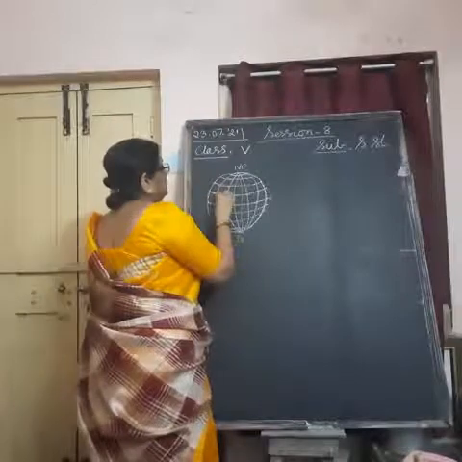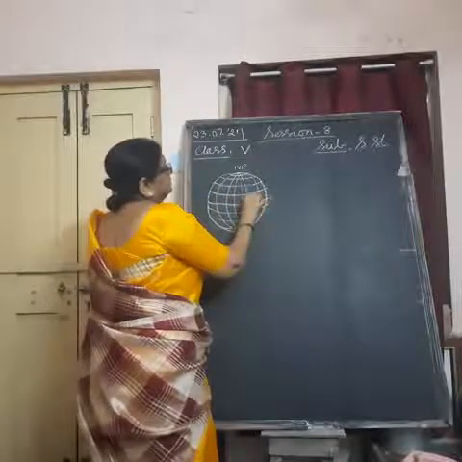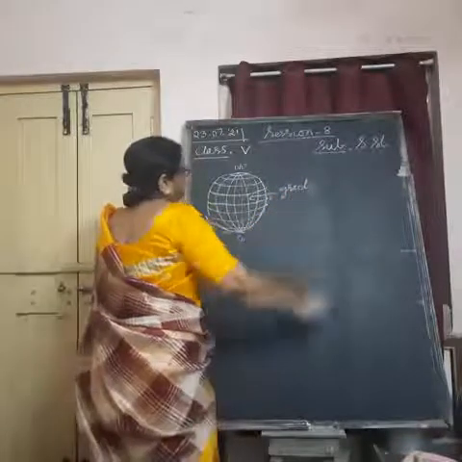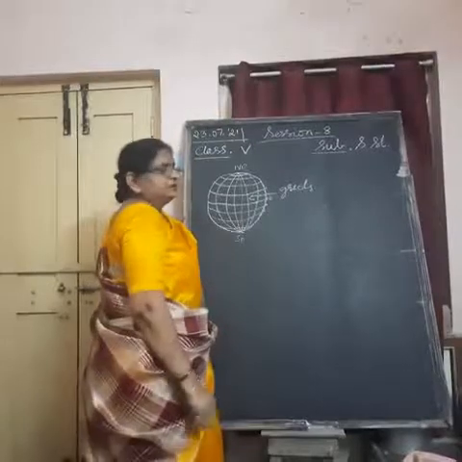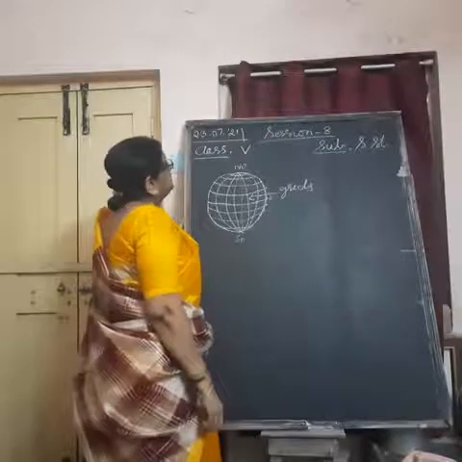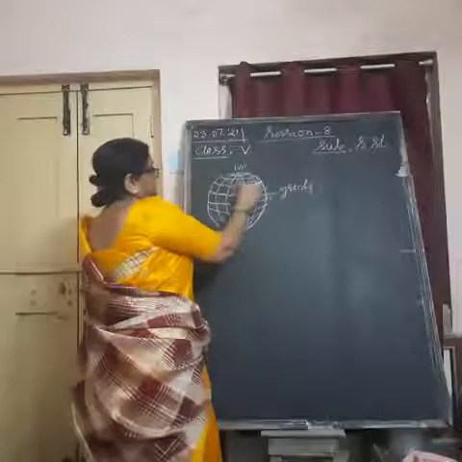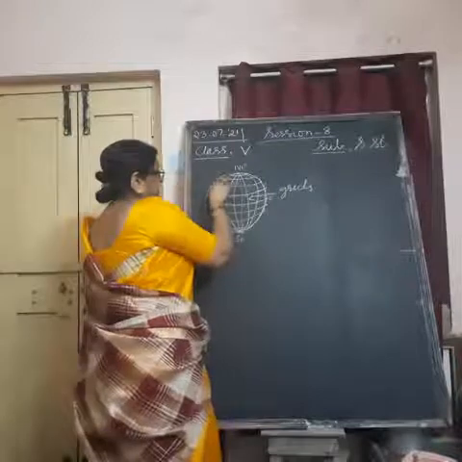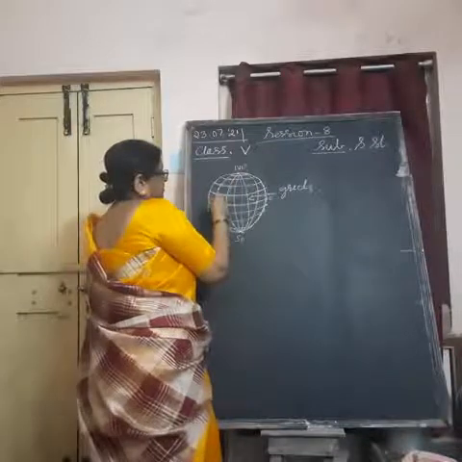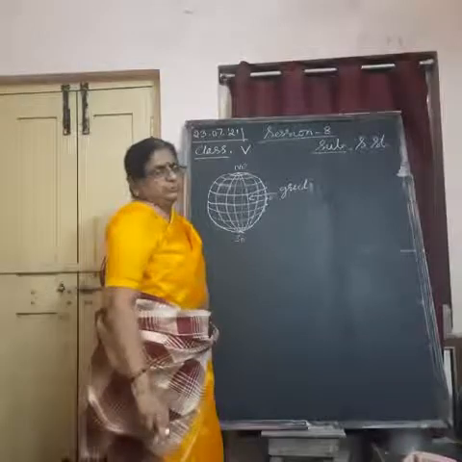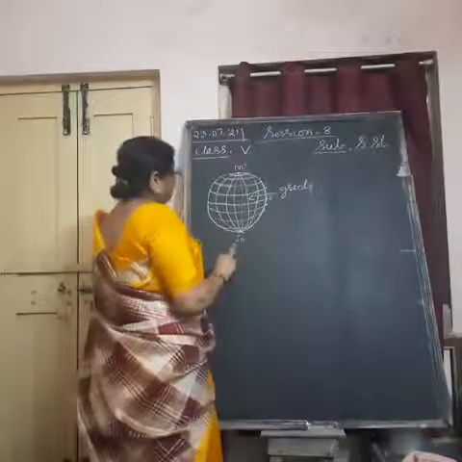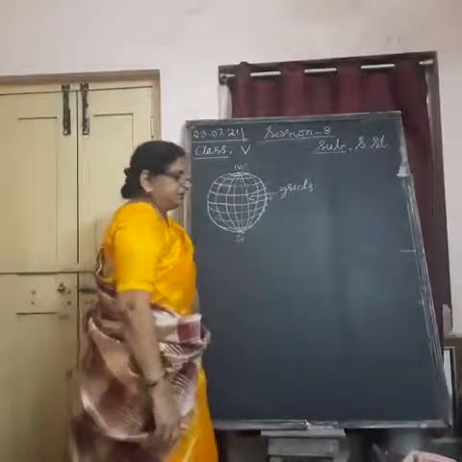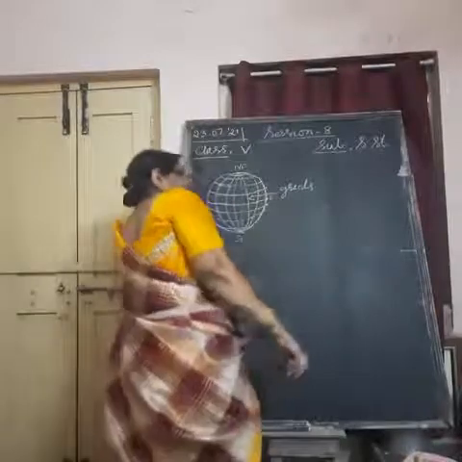So these grids are very useful to locate a place. What are grids? Grids are the network of latitudes and longitudes. These are latitudes, these are longitudes. They cross each other, means they intersect each other, and form the network of grids. These grids are useful in locating the places, which I have already taught you.